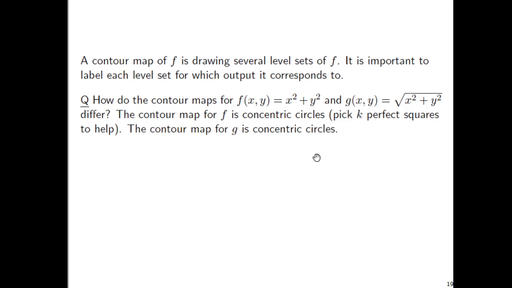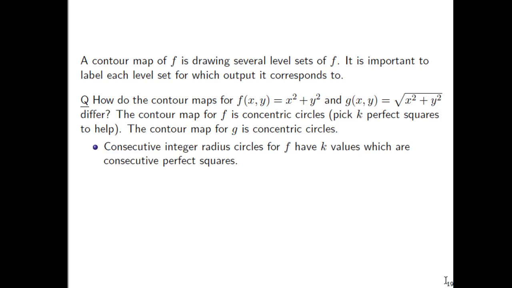The contour map for g is also concentric circles. Pick a number, right? So pick a number like 7 as the output for g. So replace g of x comma y with a 7. Then you have 7 equals root x squared plus y squared. So then you square both sides and you get 49 equals x squared plus y squared. And that would be a circle of radius 7 centered at 0, 0.